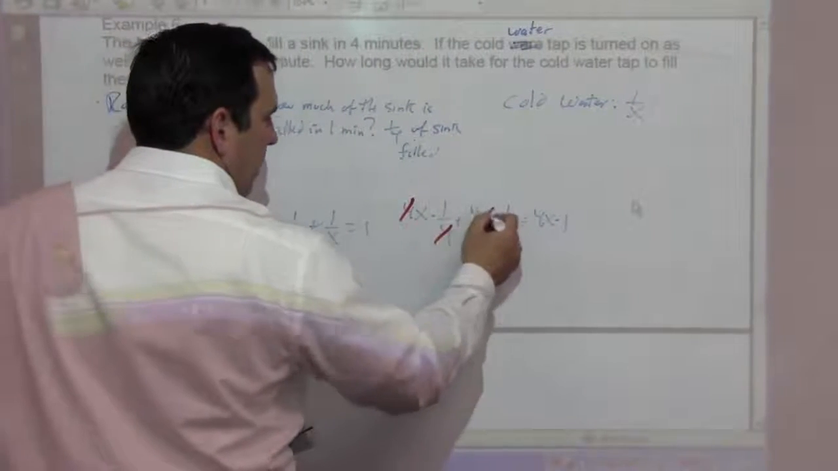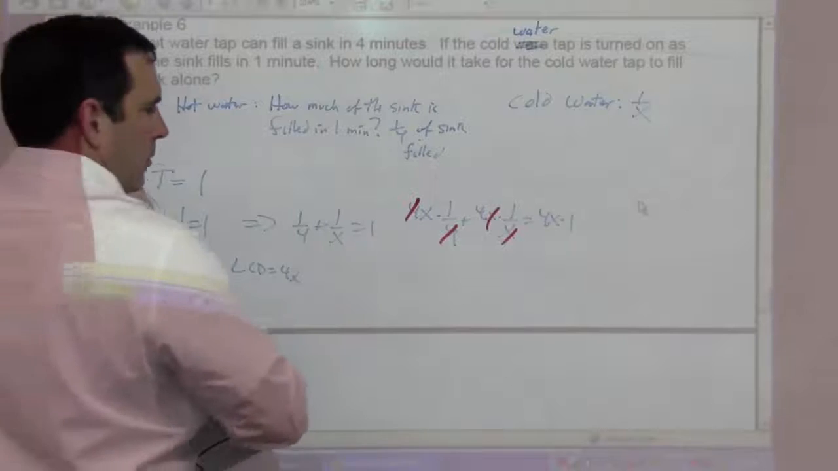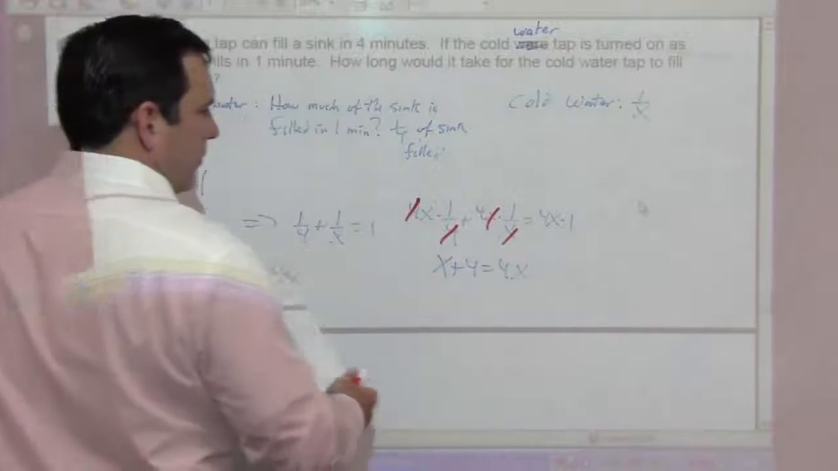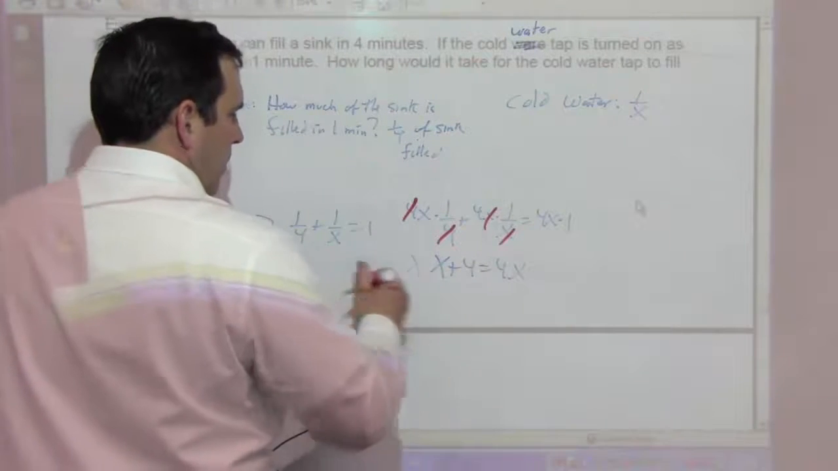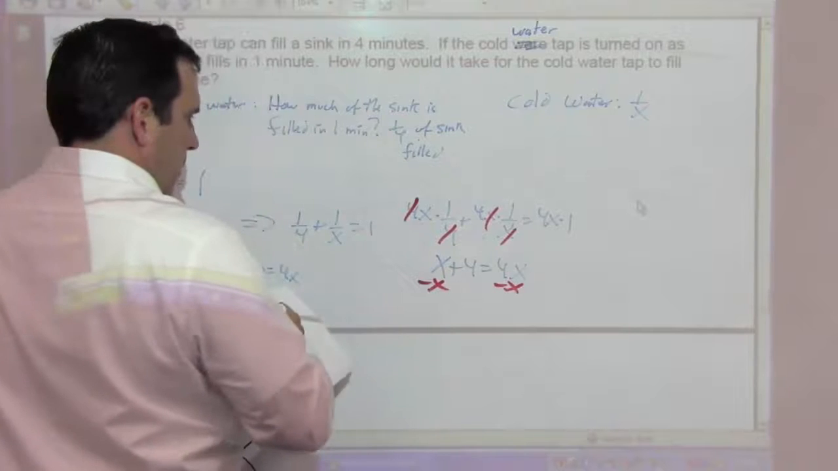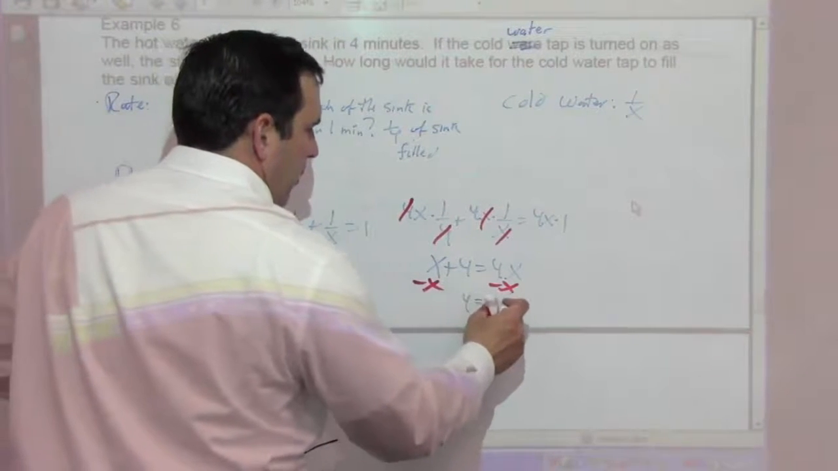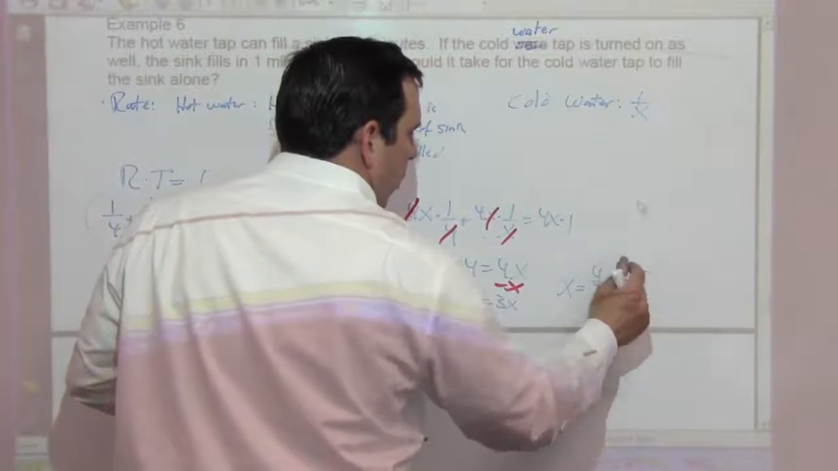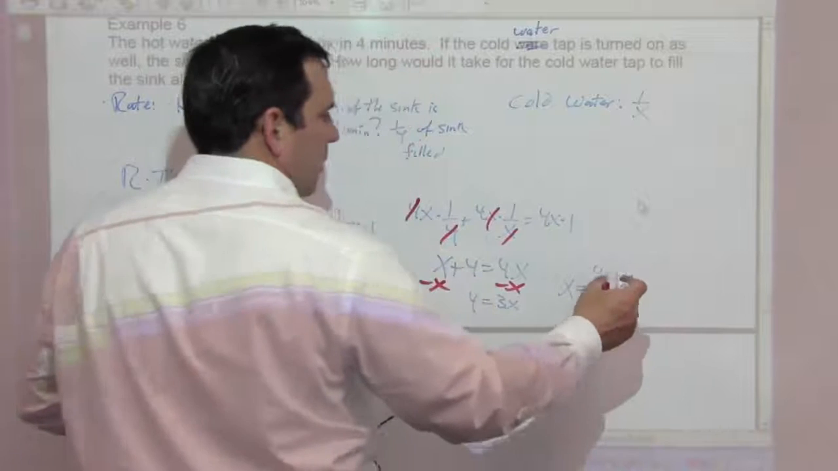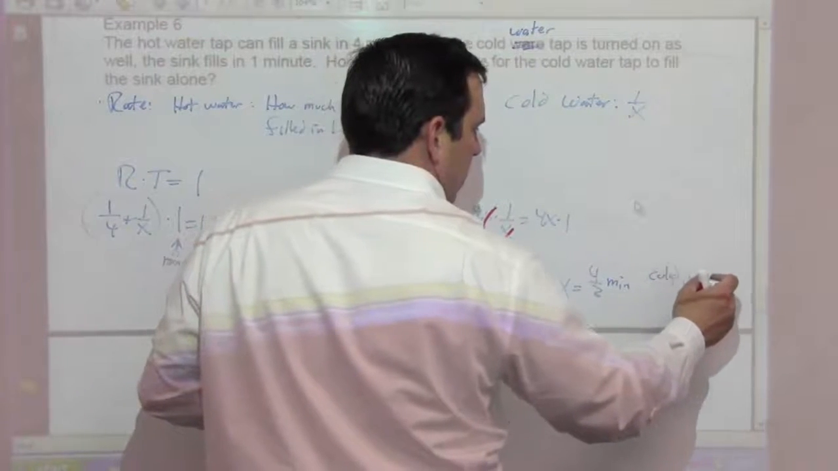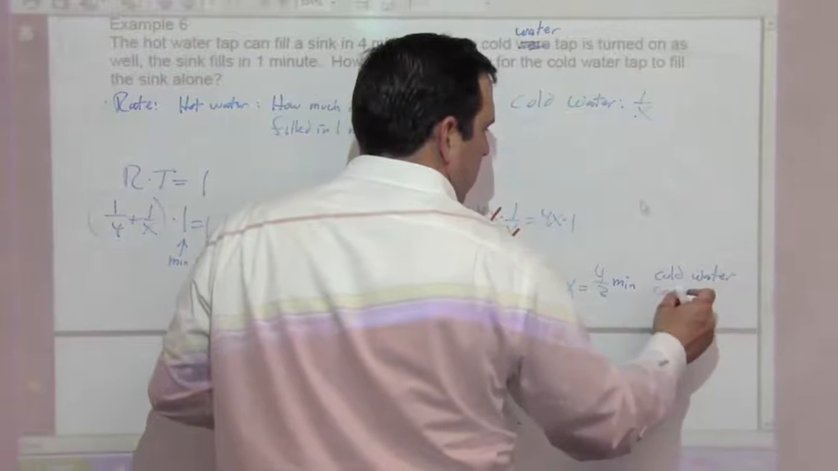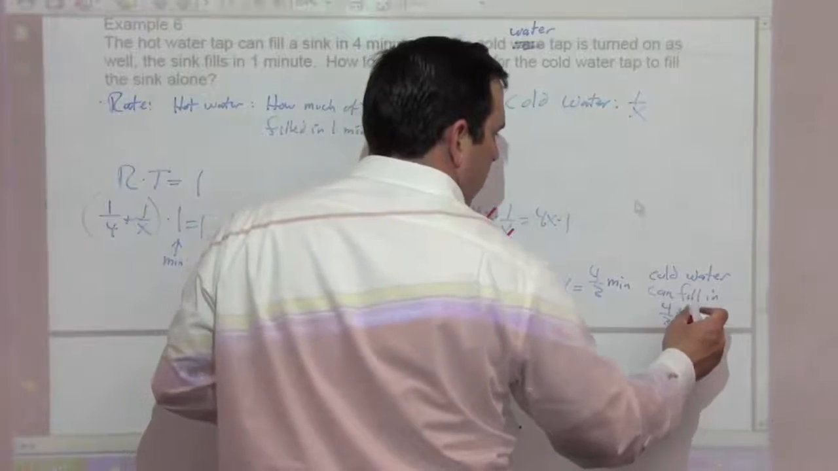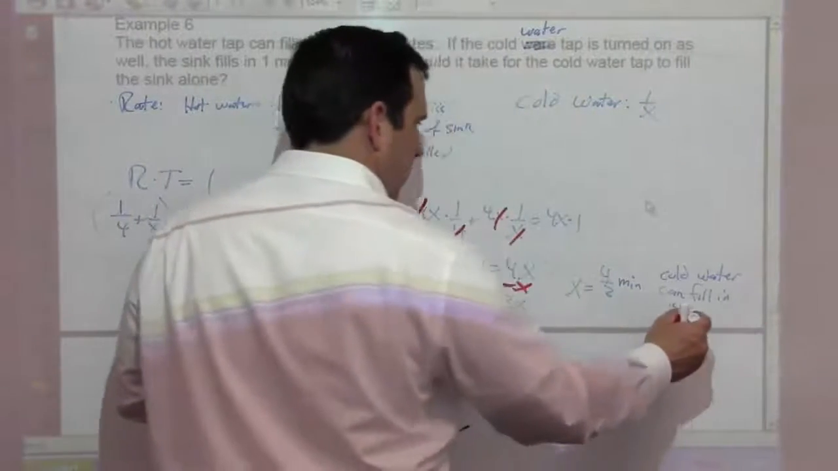So our 4's divide out, the x's divide out. x plus 4 equals 4x. Subtract the x. So 4 equals 3x, and x equals 4/3 of a minute. So the cold water can fill it in 4/3 of a minute. Or a minute 20 seconds. I keep doing that backwards.